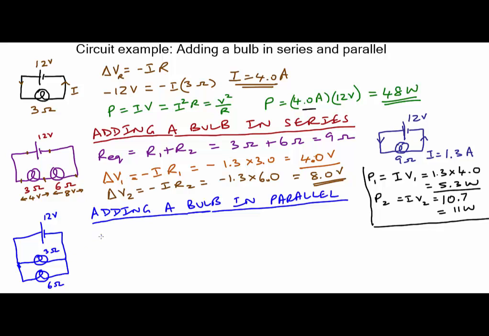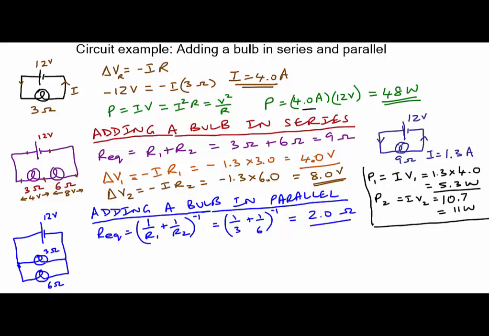So in this scenario, R equivalent for a parallel is 1 over R1 plus 1 over R2 and the reciprocal of the whole thing, which in this case would be 1 over 3 plus 1 over 6 and the reciprocal. And if you solve this, you would get an answer of 2.0 ohms. So as we said before, the equivalent resistance of the circuit drops when you add a bulb in parallel.